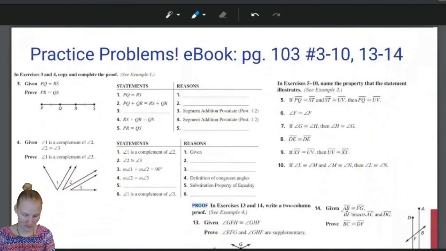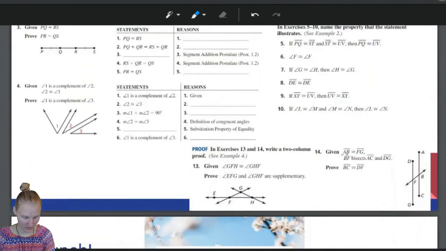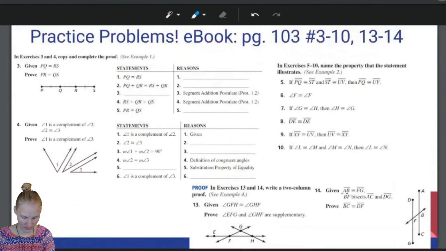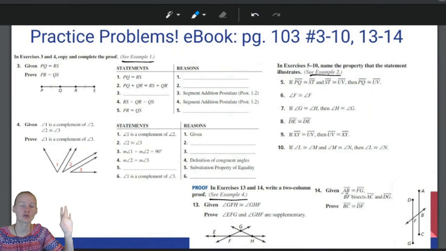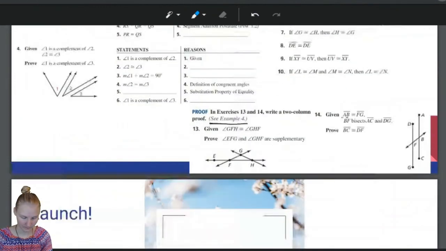Now, if you would like some practice problems, there's only one page of practice problems. This is like example 1, this is like example 2, and this is like example 4. So, try these problems if you'd like to hone the skills taught in this video. But remember, still do the homework that your teacher assigned.